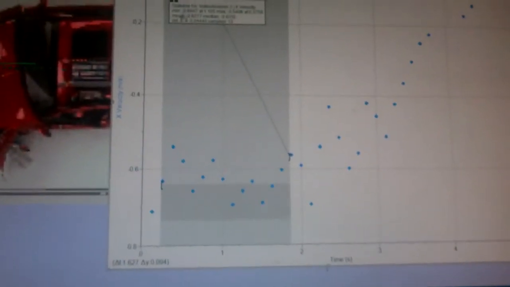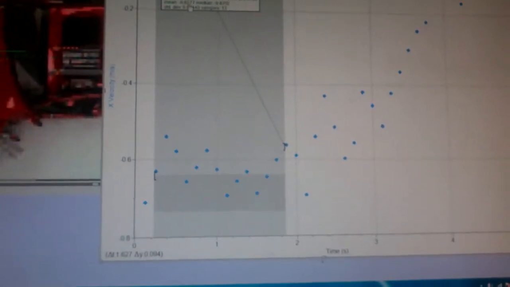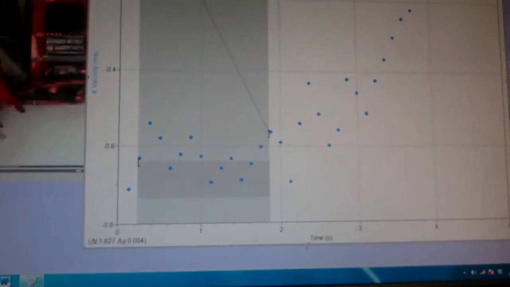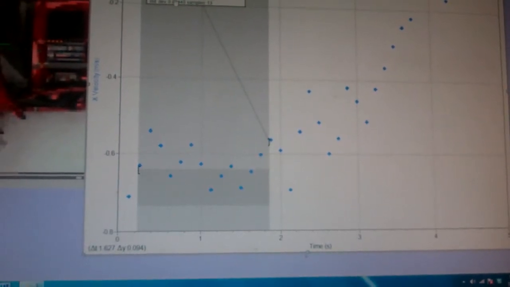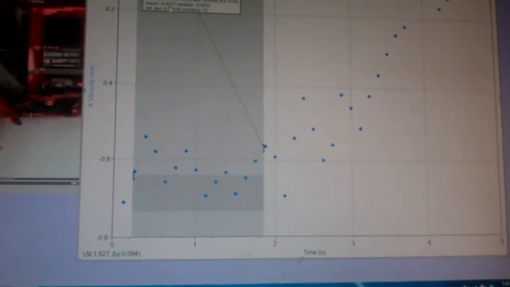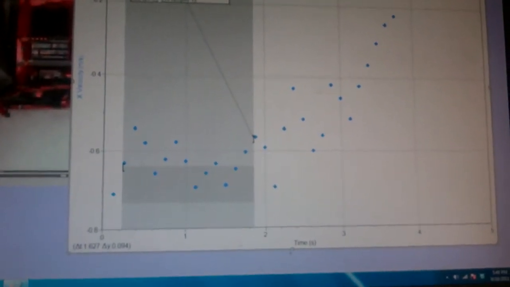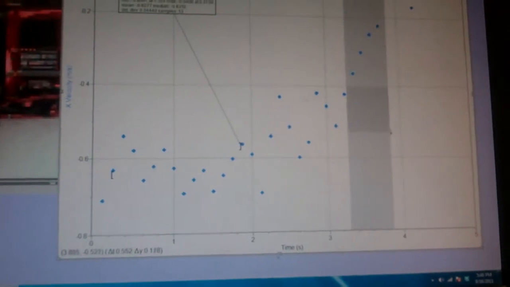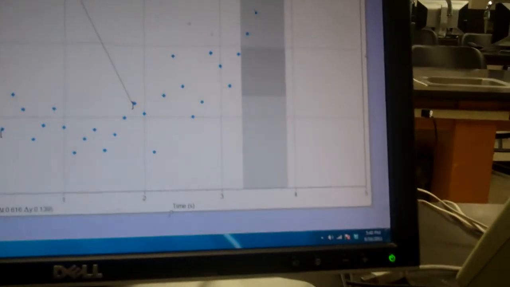it says that the mean is 0.6277. This is because of the scaling in time. And if you look at your data sheet, you have to figure out your time scale factor, CV, which is going to be equal to 30 divided by this. Then you can figure out what your acceleration is in this part here, because right here is where we're interested in the acceleration in region 2.